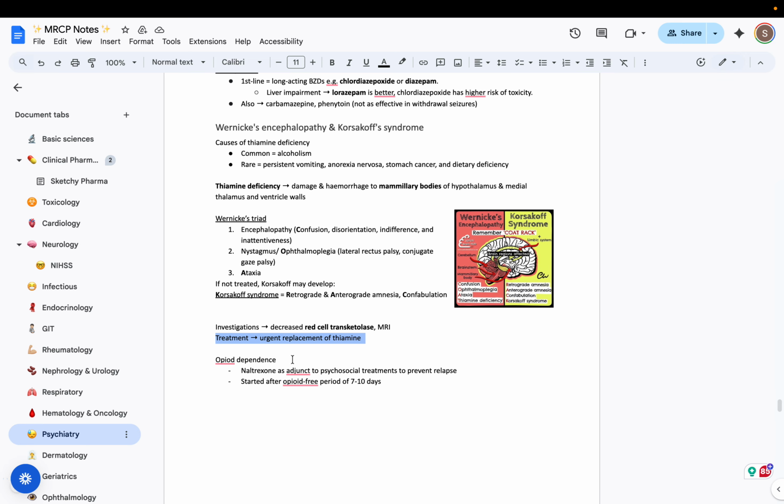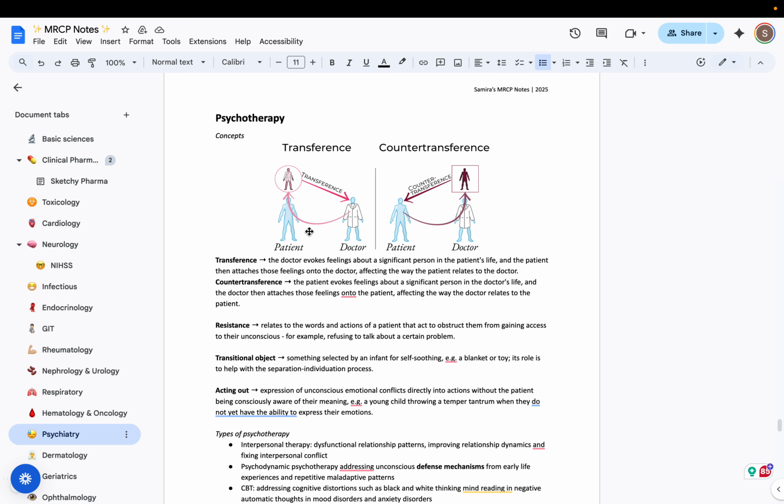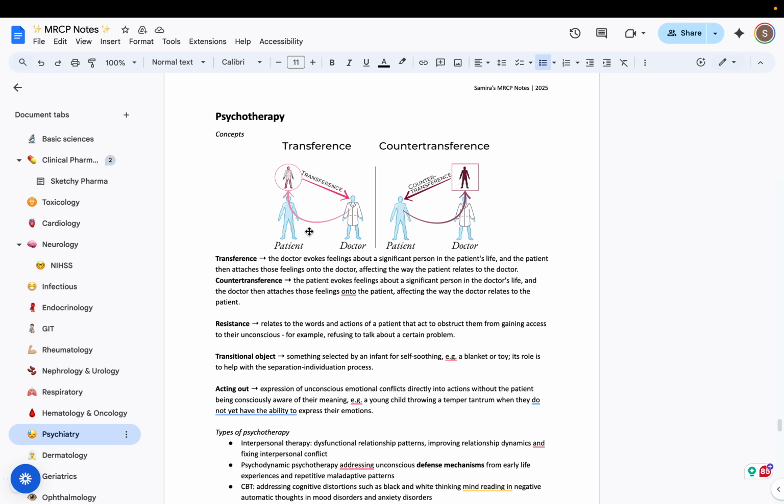Now for opioid dependence, naltrexone is an adjunct and started after an opioid period. Okay. No, I don't know if I'm interested in reading this part, honestly.